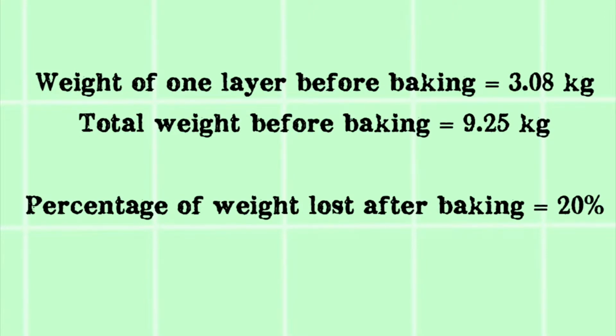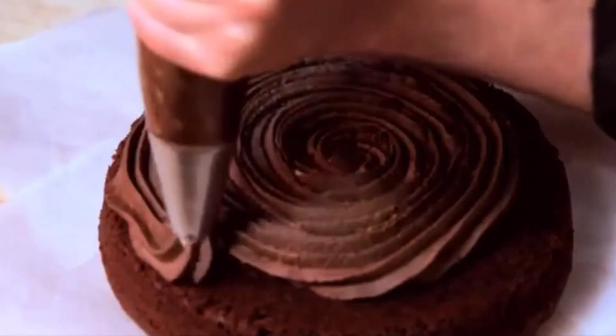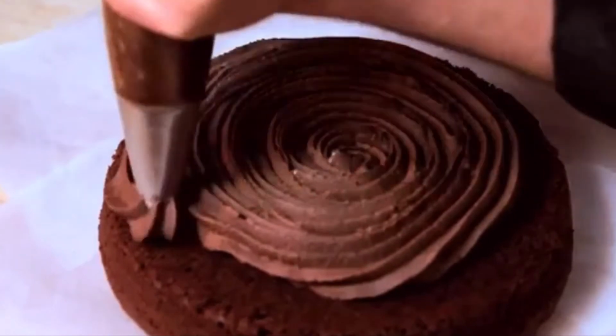We researched to find the percentage of the cake that would be lost while baking. This amount was 20%. To find out how much our cake would weigh after baking, we found 20% of 9,259.08 and subtracted that number from the total. This came to 7,407.26 grams. We then calculated how much icing was needed to cover the cake.